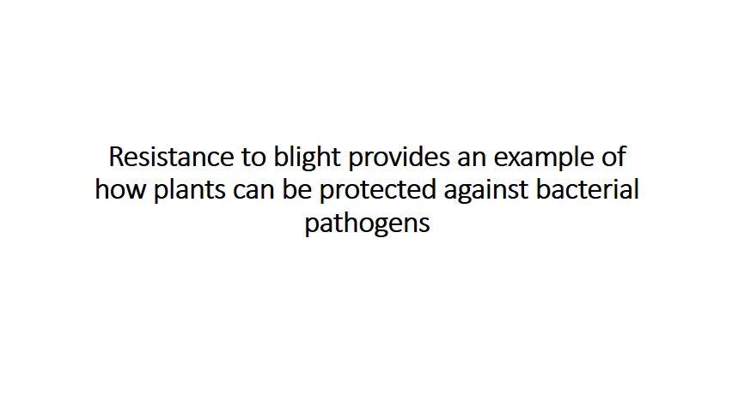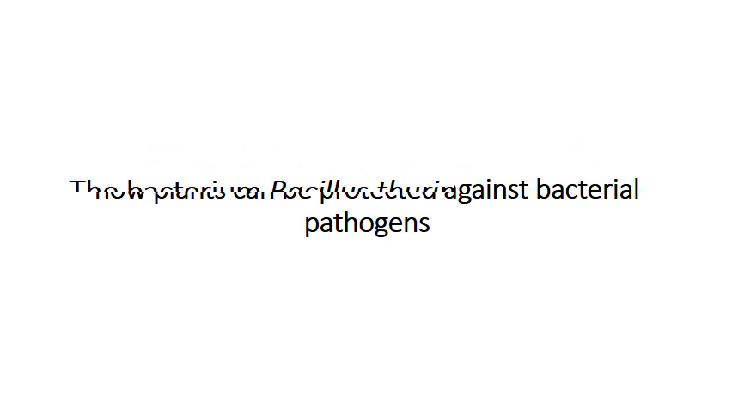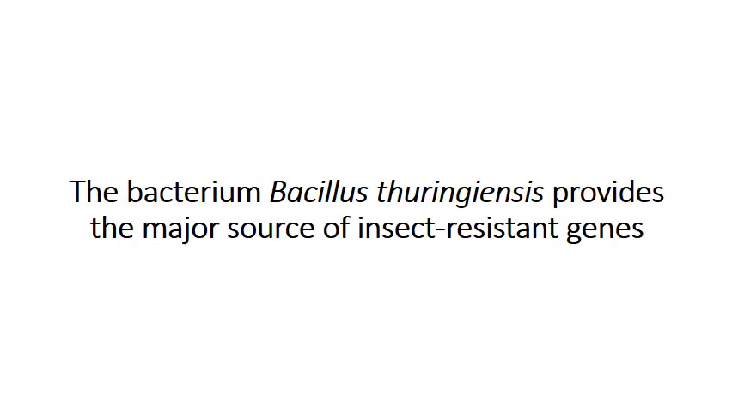So the bacterium Bacillus thuringiensis provides the major source of insect resistance genes. Insect pest resistance is one of the most serious biotic constraints to crop production.